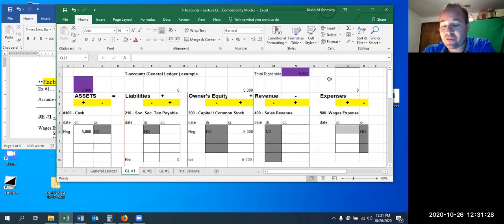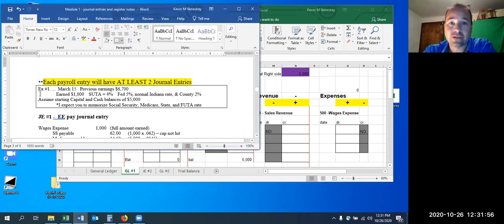So we have the exact same thing. I have my totals up here. And then I'm going to simply put in my opening balances, cash and capital, 5,000 each. I have to be the same. I can't just have 5,000 over here because then my equation won't balance. But with putting them in both spots, I have my assets of 5,000 and my total right side is also 5,000.